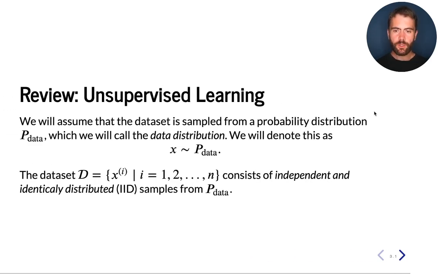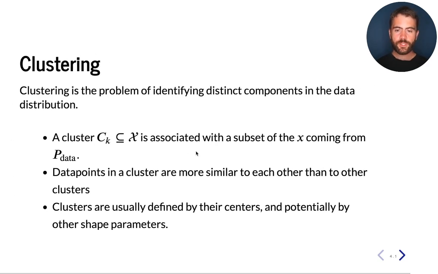Before we begin, recall that we are in the setting of unsupervised learning, in which we have data that does not contain any label. We have a data set of this form, which only contains vectors of attributes, but not labels. And these are all IID samples from a data distribution. Clustering is a problem in which we want to identify interesting structure in our data and in the data distribution. And in particular, we want to identify components in the data.